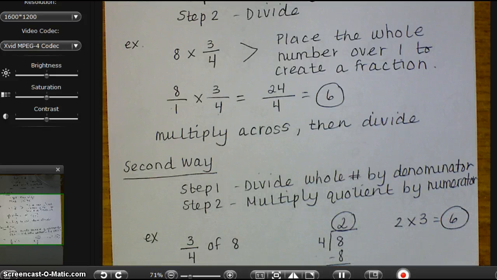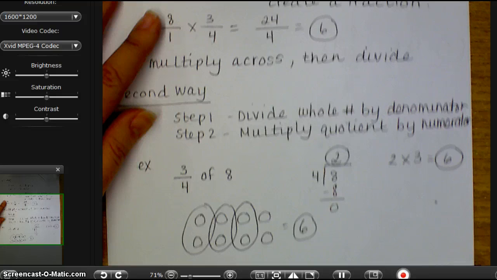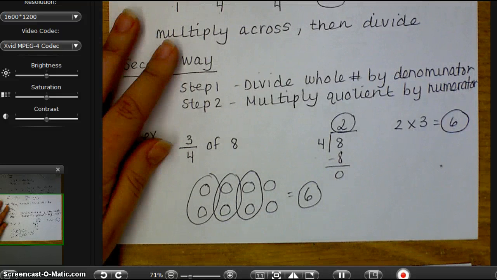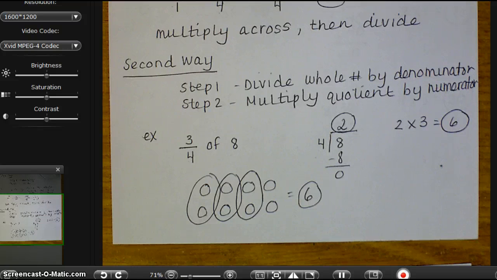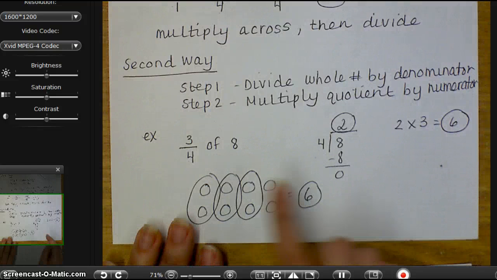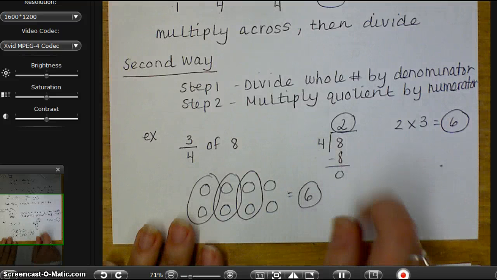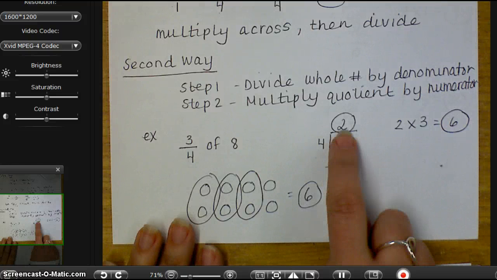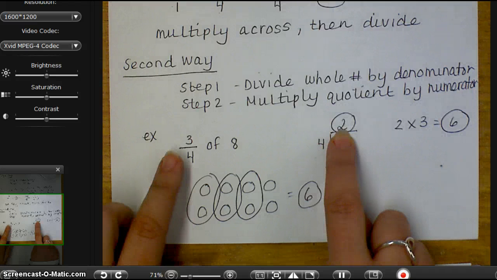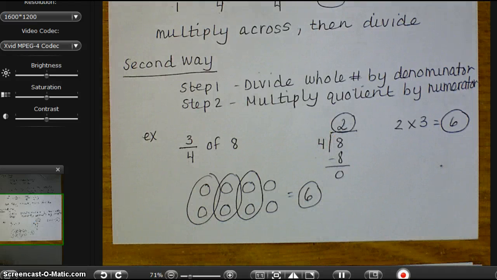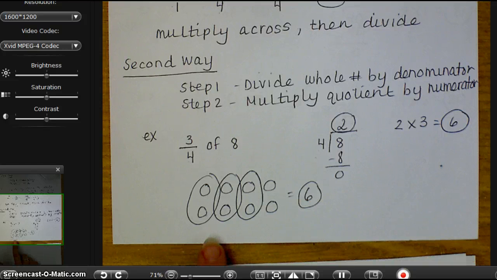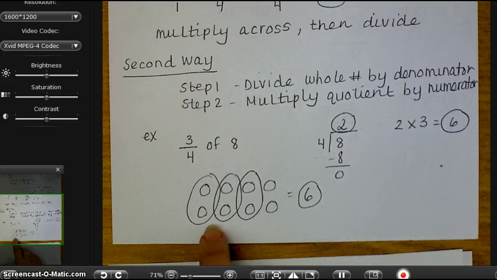For example, if we have 3/4 of 8, we're going to divide the whole number, 8, by the denominator 4. 8 divided by 4 equals 2. Then we're going to multiply that quotient by the numerator. 2 times the numerator of 3 equals 6. If we had 8 circles and we created groups of 2, it shows that we have 3 groups of 2, which would equal 6. 3/4 of 8 is 6.